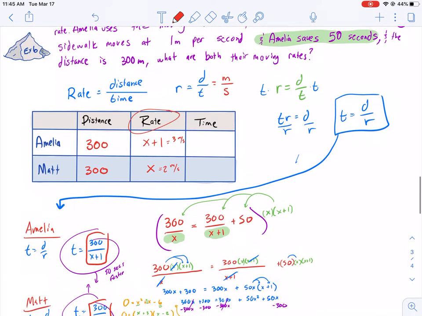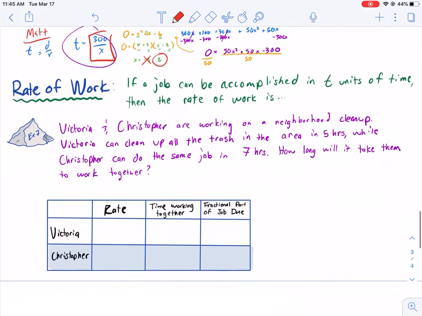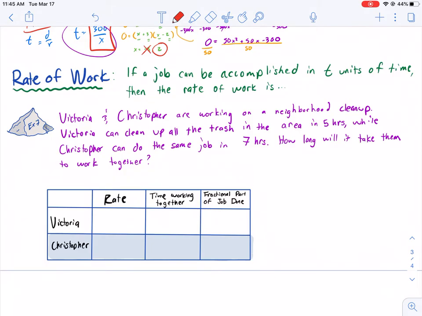If it was asking about time, we could easily find time by just picking up where we left off and putting it into our time equation, but we don't need to do that. Moving on. If a job can be accomplished, now we're talking about rate of work. So rate of work problems are popular problems in SAT and ACT and stuff like that. You also see that in your first year of college.